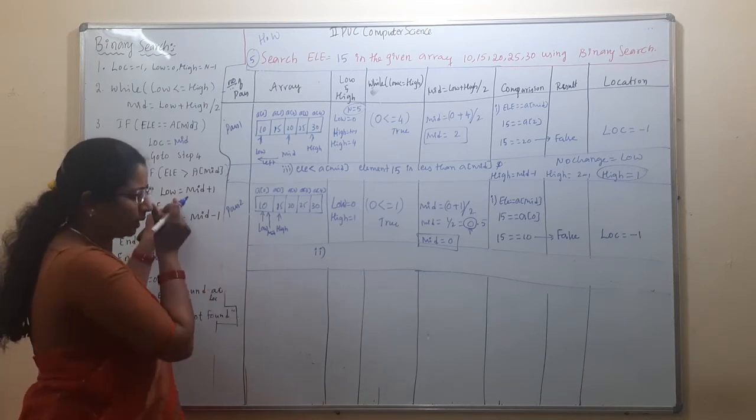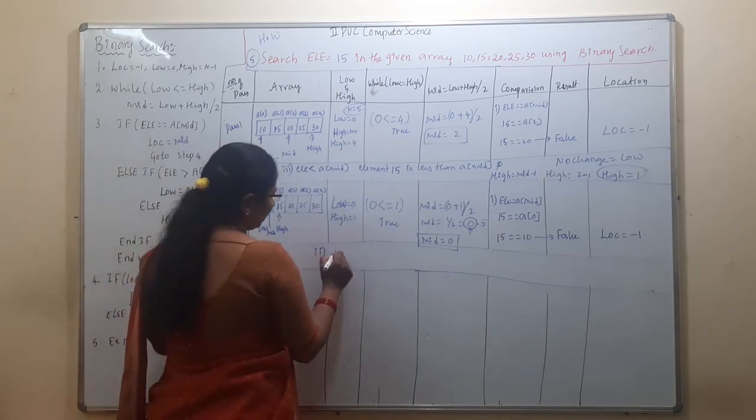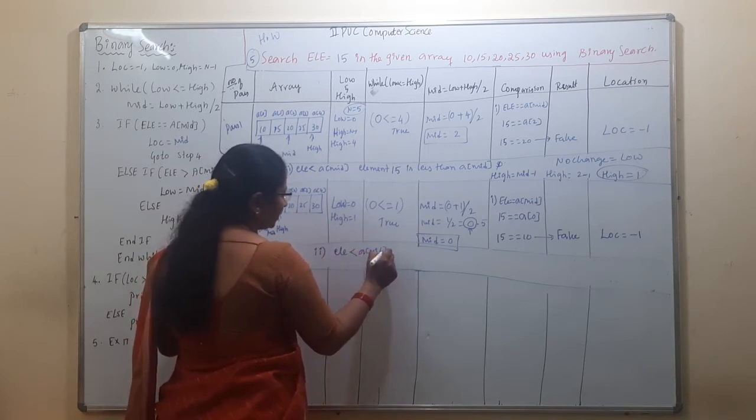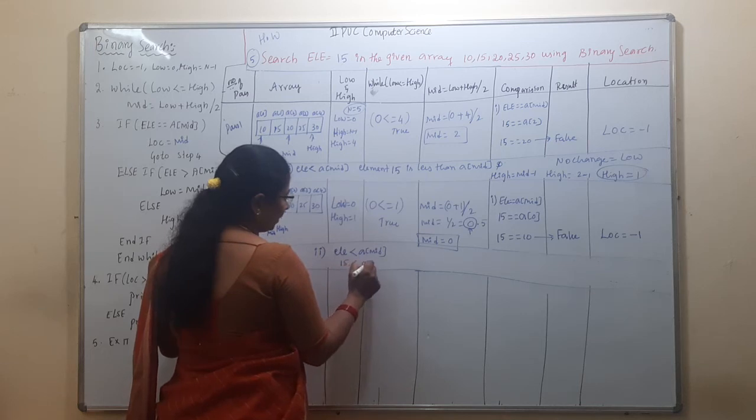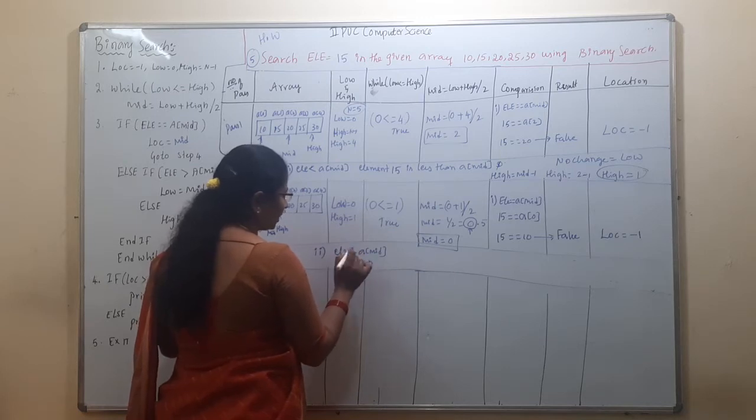So we got the mid element as 10 now. The searching element is 15. Is it less than A of mid or greater than A of mid? The searching element 15 is greater than 10. So we are moving towards the greater side.